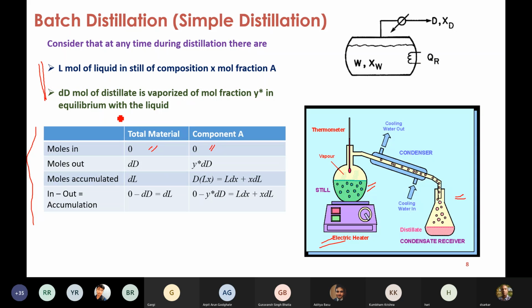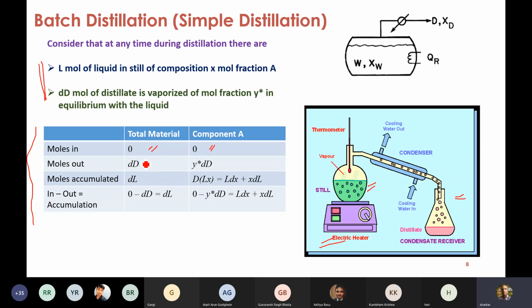So L moles of liquid in the still of composition X mole fraction A, and an amount of dD moles of distillate is vaporized of mole fraction y star in equilibrium with the liquid. Then we can write this mass balance equation. So moles in is 0 for total material. For component A will also be 0, obviously. Moles out, so dD, right? dD amount of distillate is vaporized.